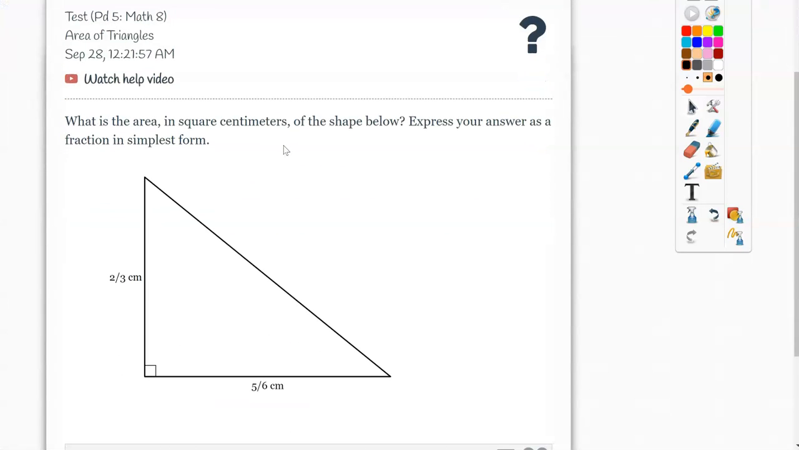All right, let's try another one. Don't forget the area formula is half the base times the height. And now we're going to erase and replace what we know. It looks like we know that the base is 5/6 and the height is 2/3.